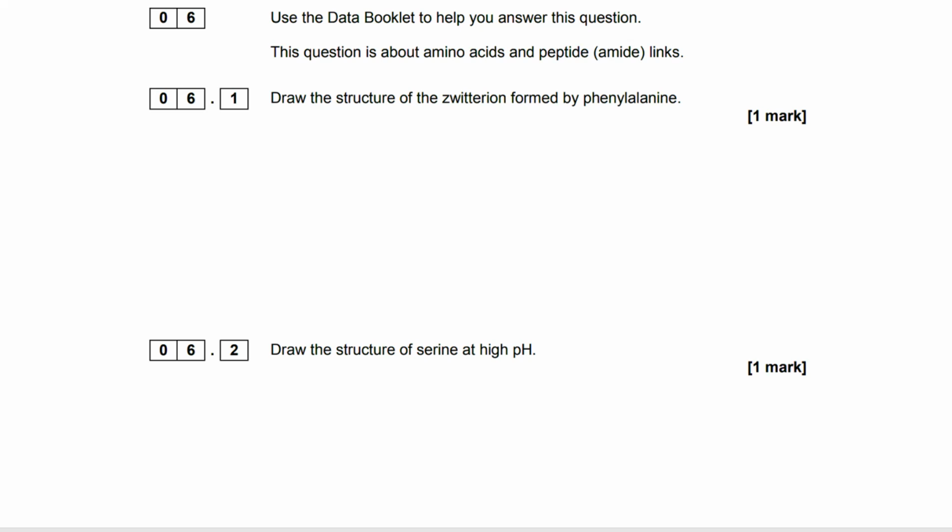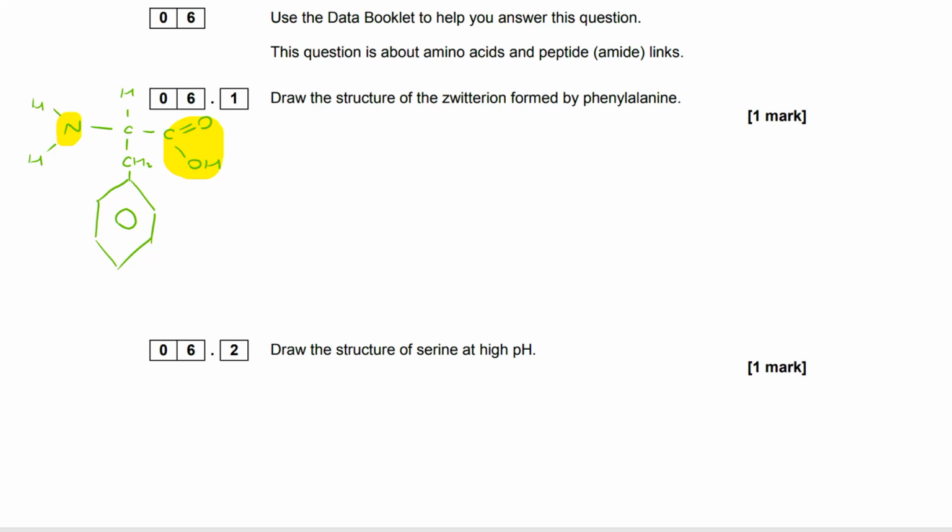So we're moving on to questions here about amino acids and peptide or amide links. And this first question is asking you to draw the structure of the zwitterion formed by phenylalanine. Now bear in mind you don't need to learn the structure of phenylalanine. It is provided in the data booklet, and it looks like this.